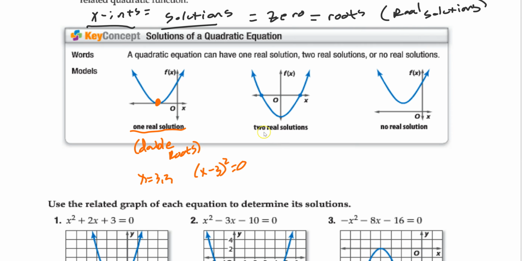And then you can have the normal one, two real solutions, where you cross your x-intercept twice. And then you can have no solution. What if you don't cross the x-intercept at all? Then you have no real solutions. So you can have one real solution, which is known as a double root, 2 real solutions, or no real solutions.